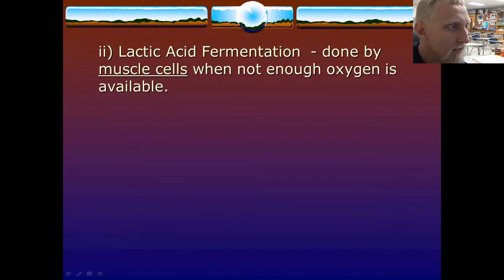Weird. Okay, our cells, our muscle cells, when we run so fast we run out of oxygen, they can also make ATP through anaerobic respiration, but it's called lactic acid fermentation. They take the pyruvate and they turn it into lactic acid.